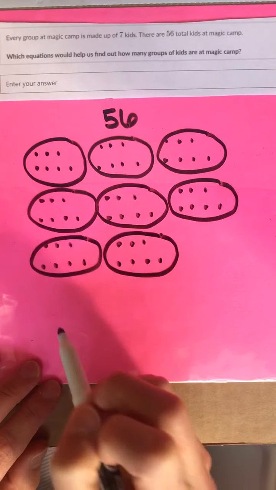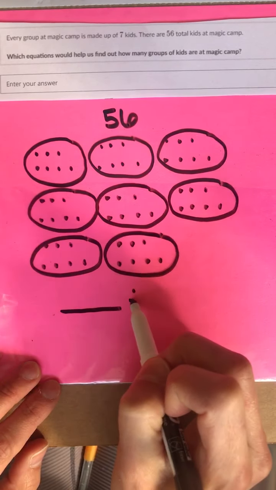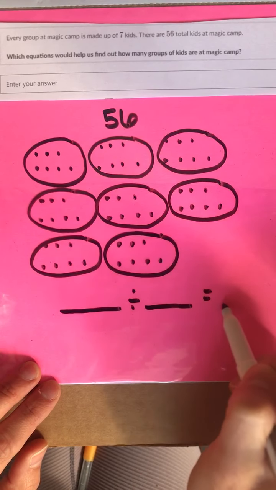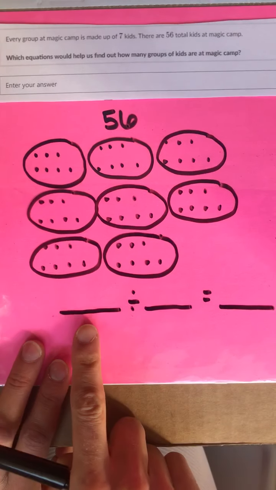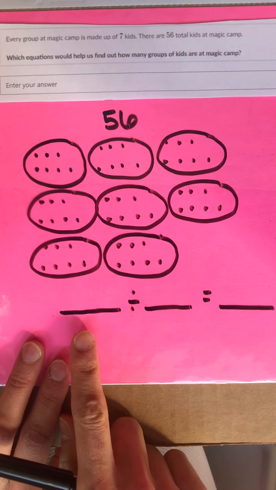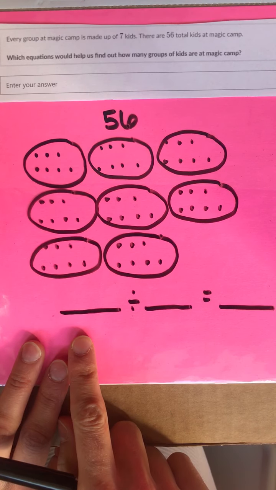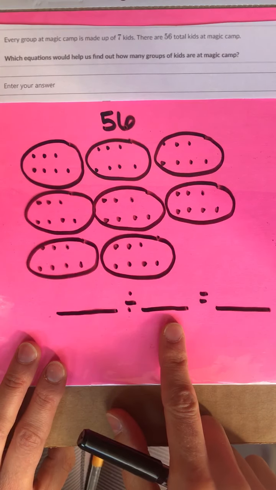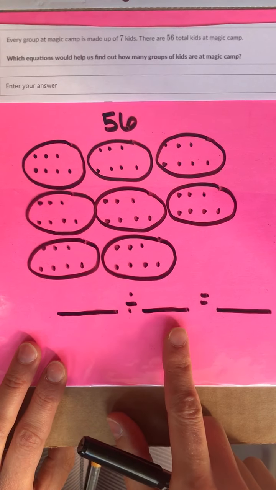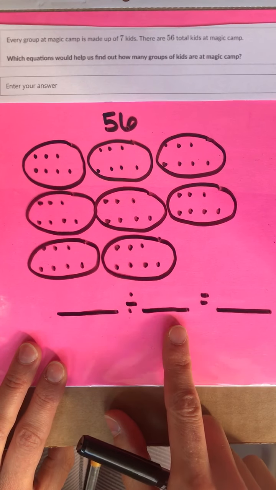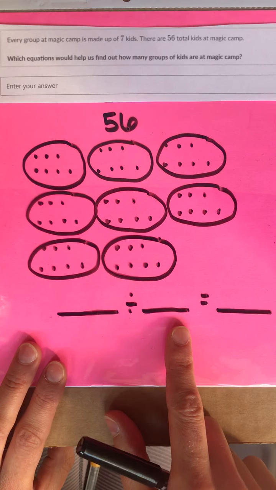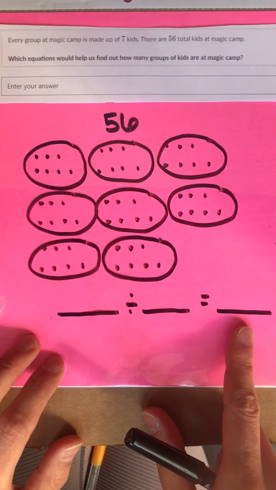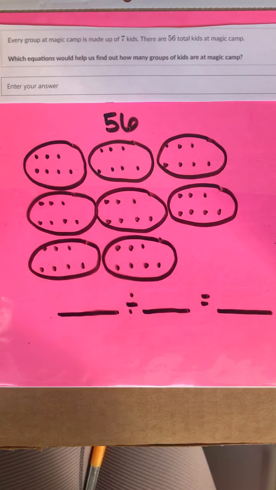All right, so let's think about our division equation that we can write to match this picture. I want you to think about what was the whole or the total number of kids at camp. How did you divide those kids? How many kids went in each group at Magic Camp? And how many groups did you end up with? When you're ready, press play.